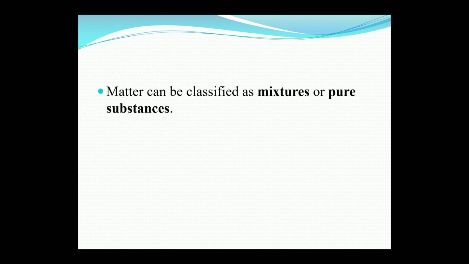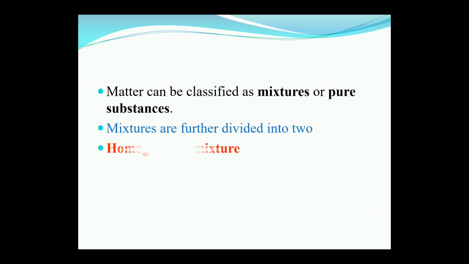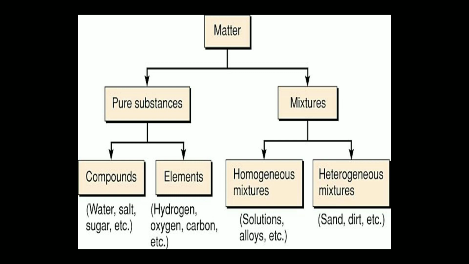Now, matter can be classified as a mixture or a pure substance. A mixture means heterogeneous, a composition of more than one particle, and a pure substance is homogeneous and has only a single component. Mixtures are further divided into two: homogeneous mixture and heterogeneous mixture. So how can we divide matter into pure substance and mixture? In pure substances we discuss compounds and elements. Compounds are like water, salt, sugar.